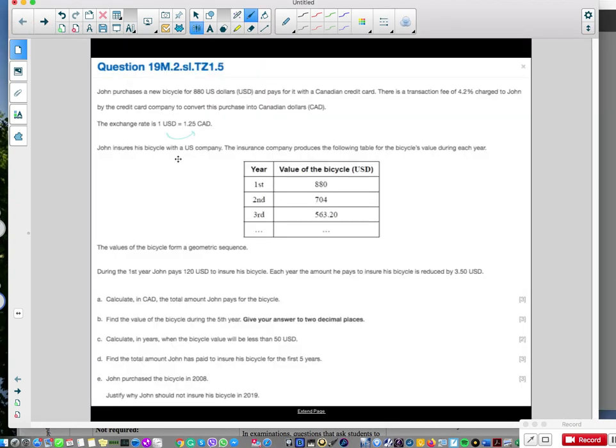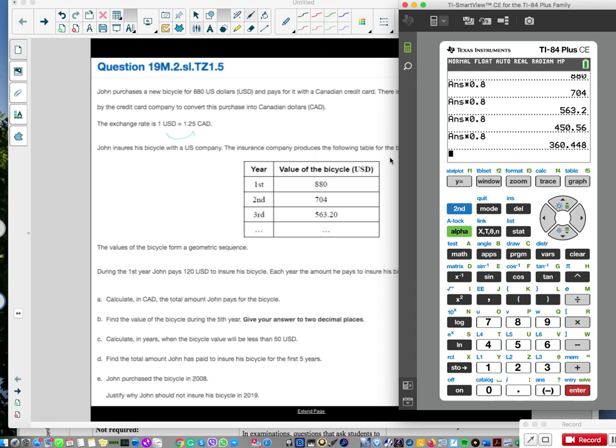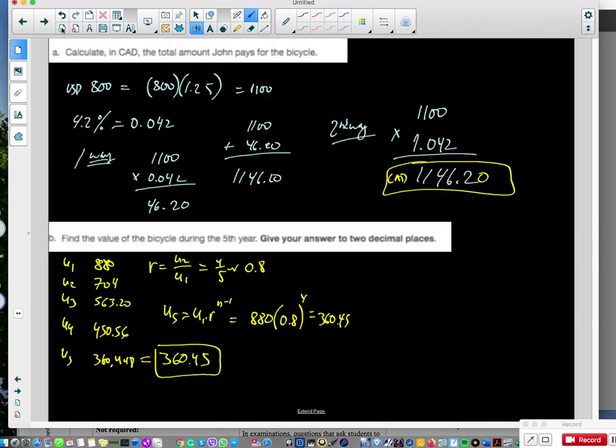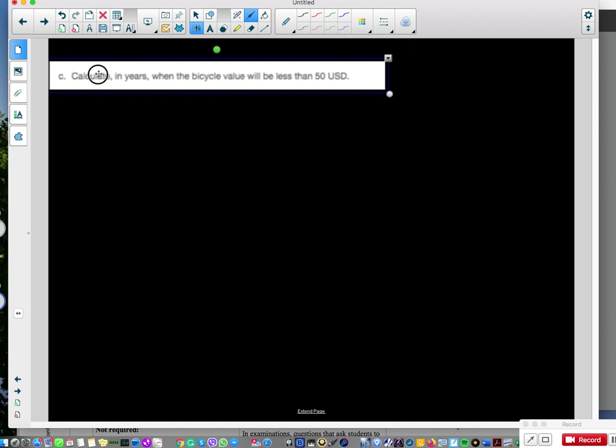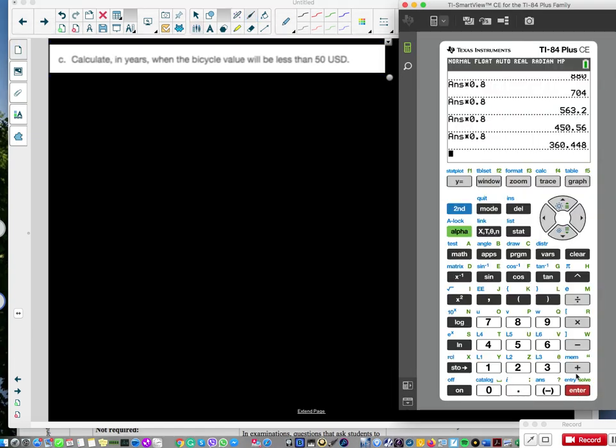So the next question now is: calculate, in years, when will the bicycle be worth less than 50. So you can continue the same kind of thing here.